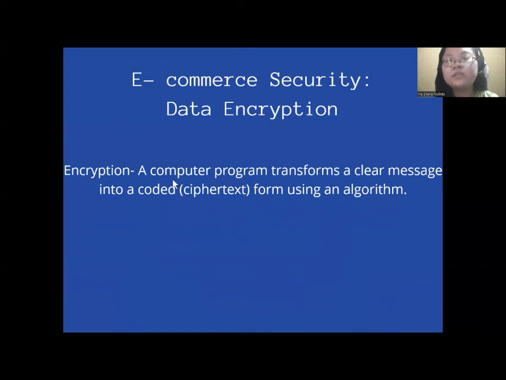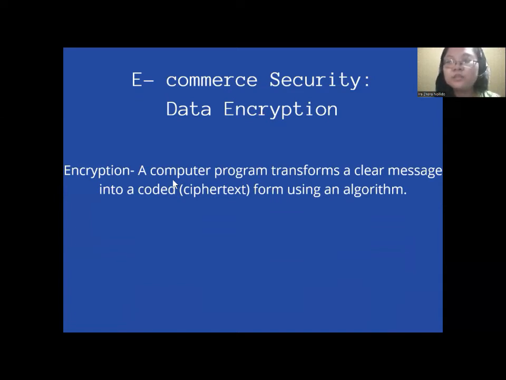Then let's now talk about some securities. Kanina, we talked about the problem about intranet and internet. How about the remedies or the ways para magkaroon ng security, trust, and assurance yung mga users or the company and the customers na maiwasan yung mga unwanted attacks?